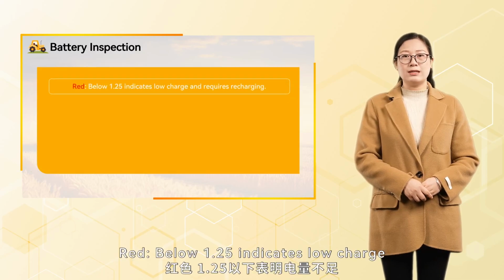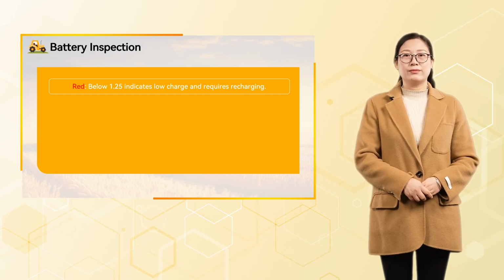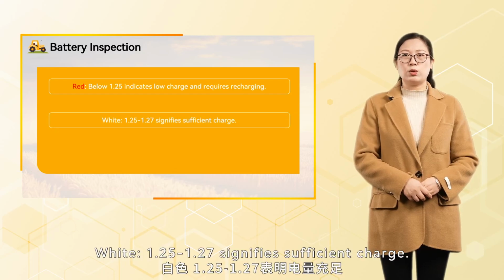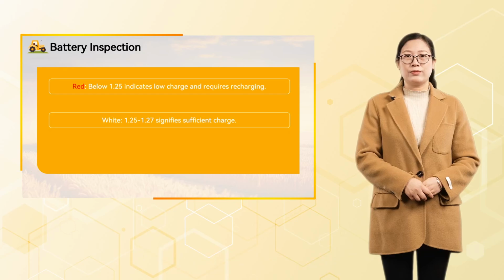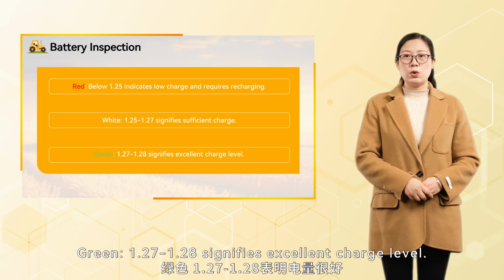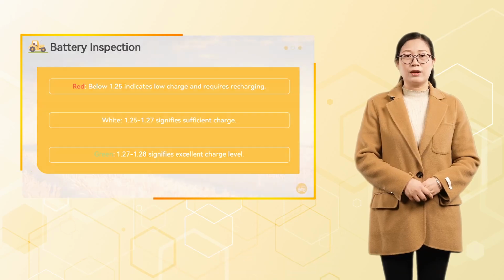Red, below 1.25, indicates low charge and requires recharging. White, 1.25 to 1.27, signifies sufficient charge. Green, 1.27 to 1.28, signifies excellent charge level.